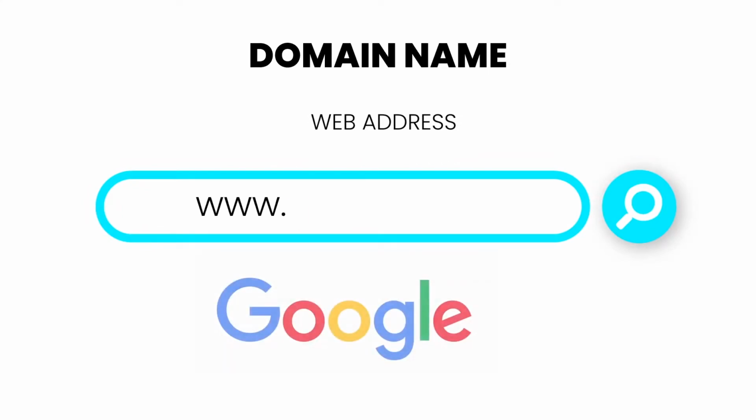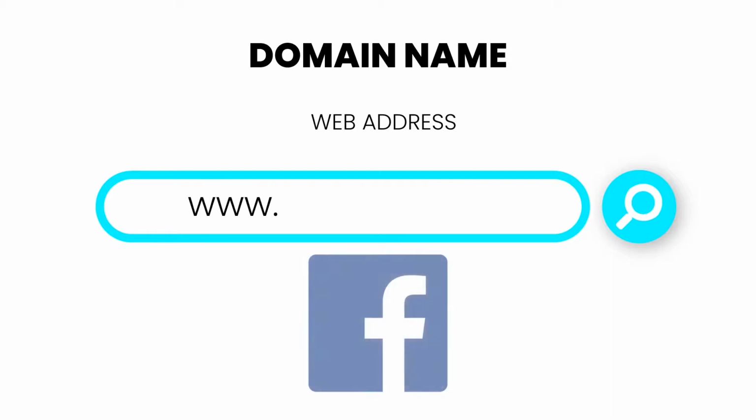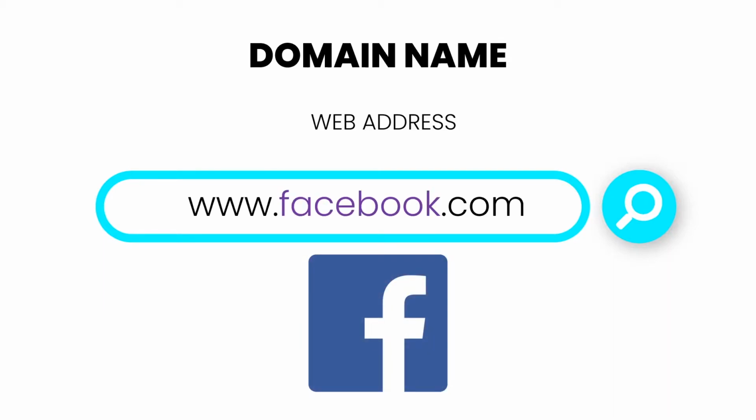So it will look something like www.google.com, or something like www.facebook.com, or www.anydomain.com. So this is your online link, online presence, online address which people will use to locate you on the internet. The second important thing to having your own website is having a hosting service.